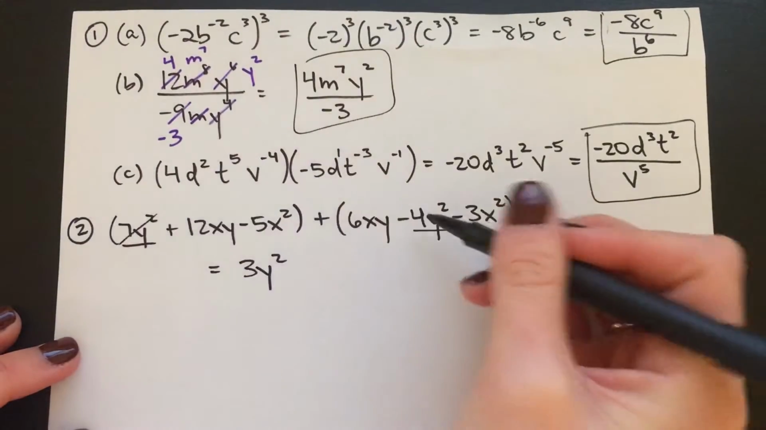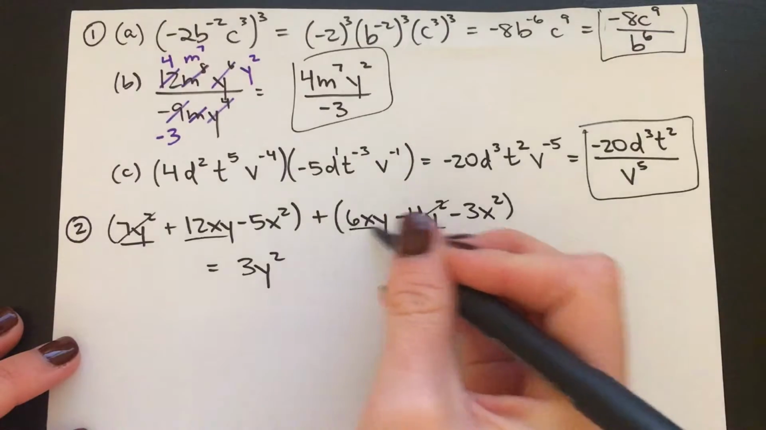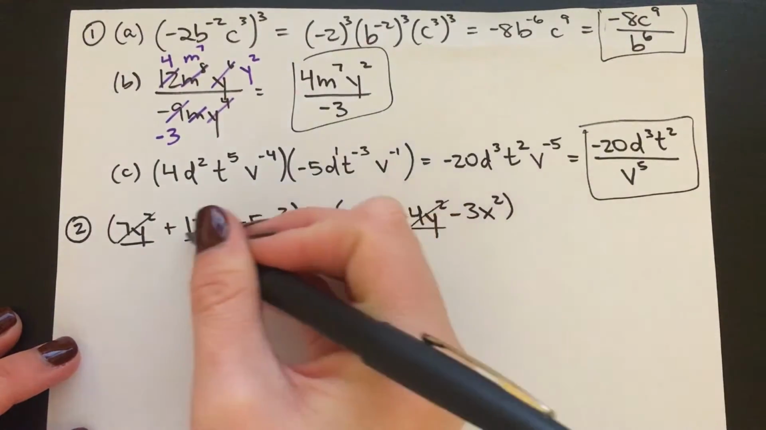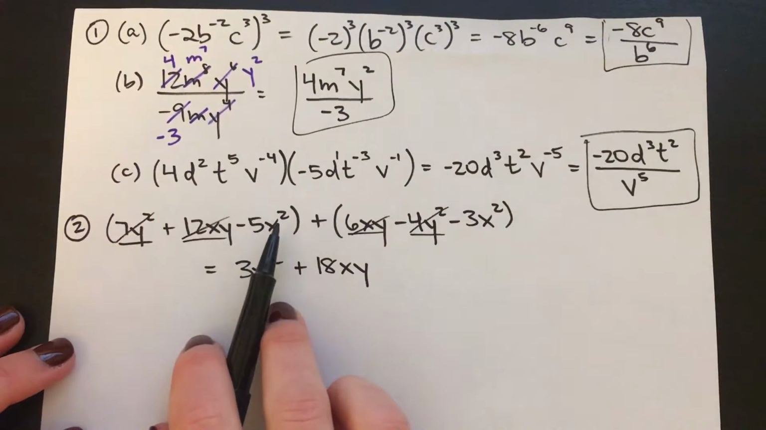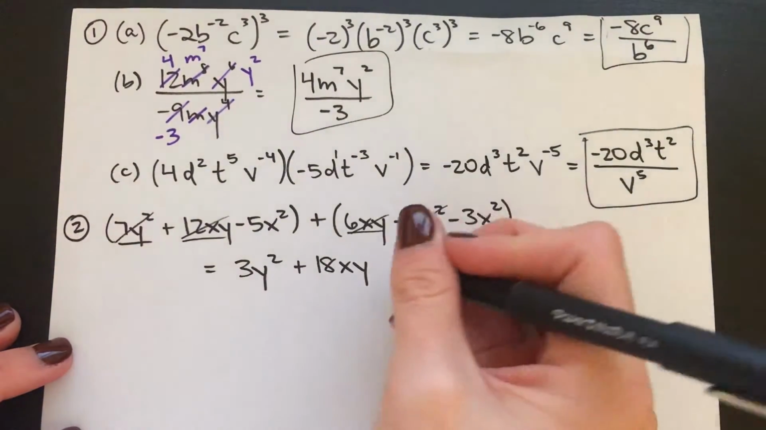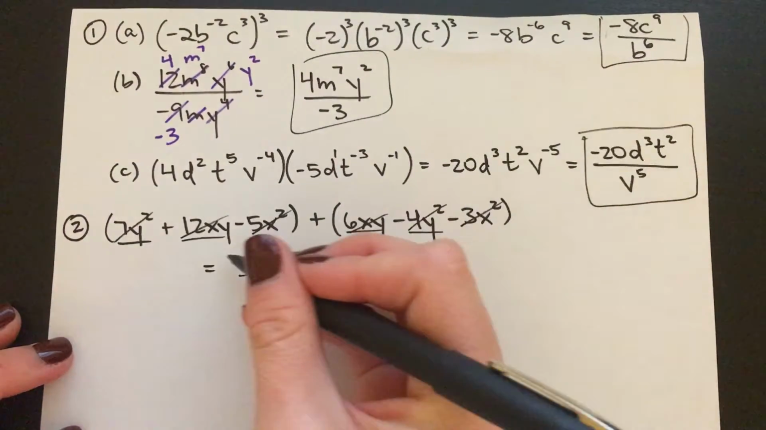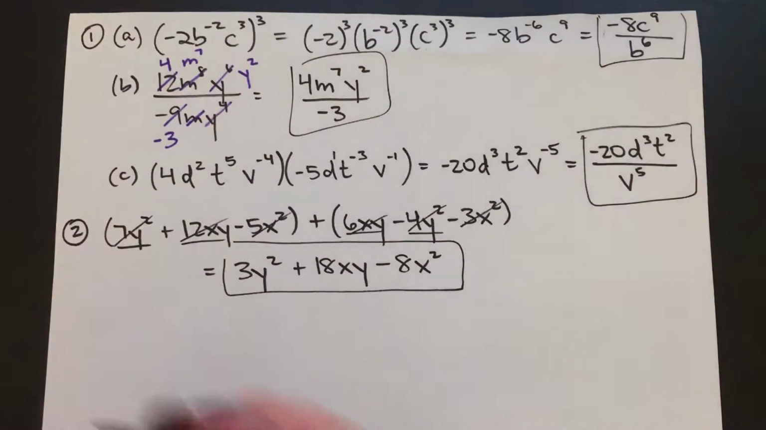So we have 7y squared plus negative 4y squared, and that adds up to 3y squared. So I'm just going to mark that I took care of those already. And then I have a 12xy and a 6xy. Positive 12, positive 6 would be 18xy, and again, just noting that I got those already. Negative 5 in front of the x squared plus negative 3 in front of the x squared. So just combining up those coefficients. And this would be your final answer. Once you've combined up all the like terms, then you're all done.